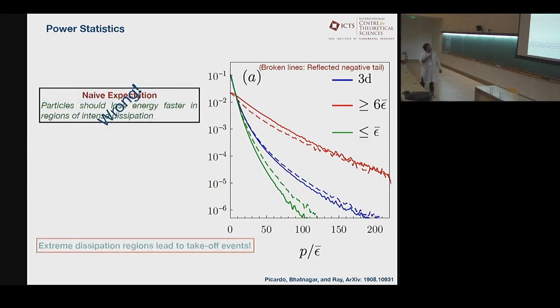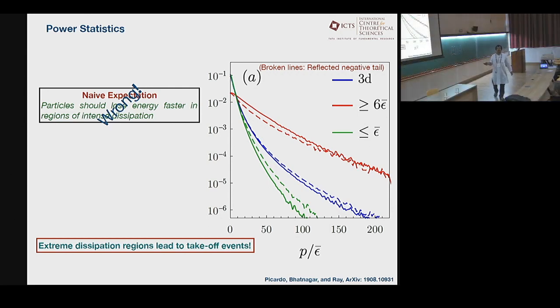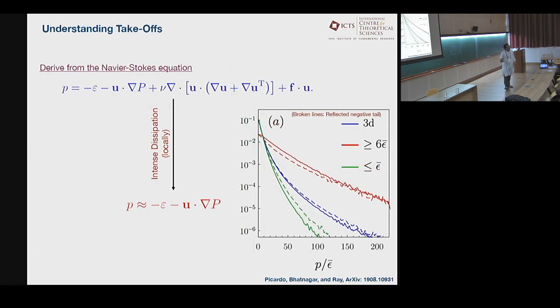So this naive expectation is wrong, and what we find is that extreme dissipation actually leads to regions where there are takeoff events. I mean, this is a happy thought, given most of us will be taking a flight soon, going back to our parents. It's better than flight crashes, right? So what we now wanted to understand was, where was this coming from?